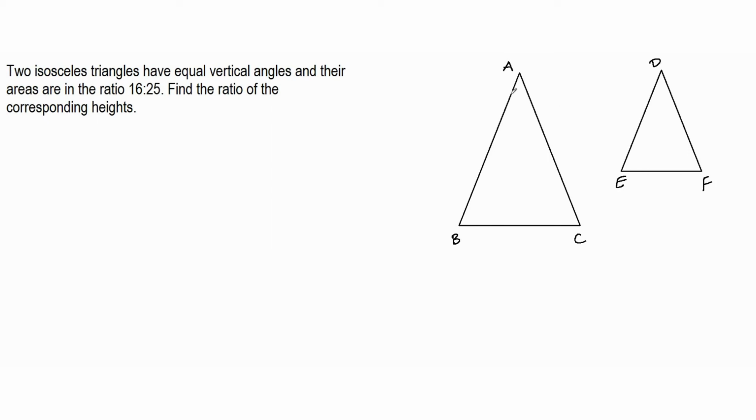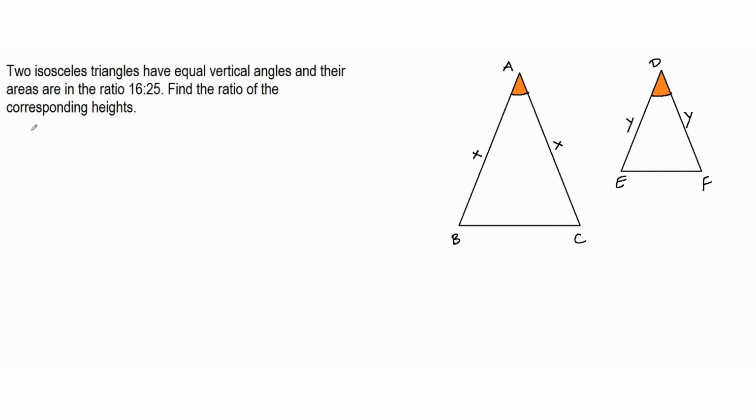I know that these vertical angles are equal, so angle A is equal to angle D, right? This is known. So these two angles are equal to each other. Now they have equal vertical angles and their areas are in the ratio 16:25. We need to find the ratio of their corresponding heights. So now if you consider triangle ABC, this is an isosceles triangle. So let us consider these sides to be X and let the sides of triangle DEF be Y each, right? These are two isosceles triangles.